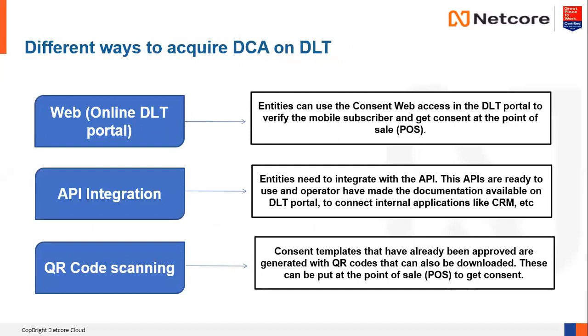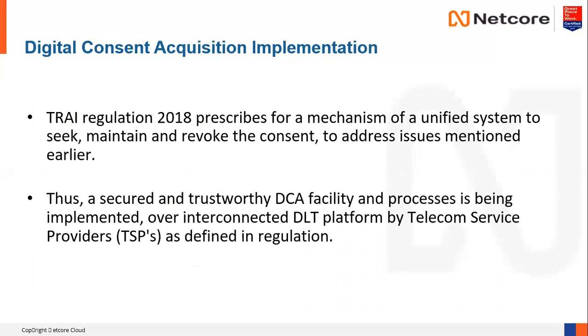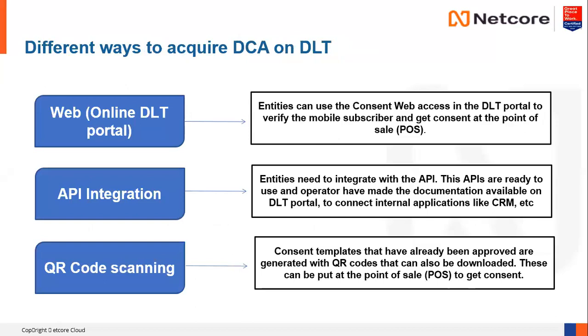Moving to the next slide. So now, when we understand why the digital consent arose, or what the requirements of the digital consent are, let's understand the different ways to acquire a consent. There are multiple ways using which principal entities can acquire the consent. The first mode is web acquisition. In web acquisition, principal entities can use the DLT portal and get the subscriber consent by entering the mobile number and triggering the OTP. The consent will be acquired.